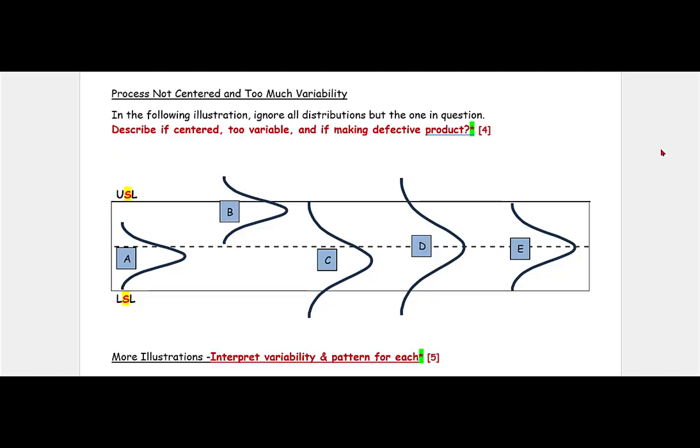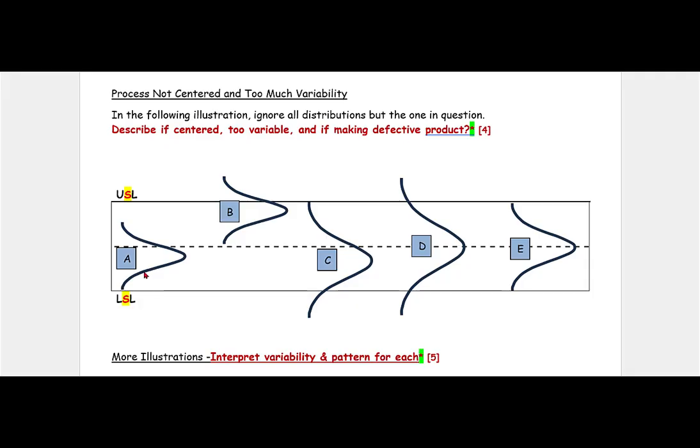So let's take the next step in the process and look at processes that are not centered and may have too much variability. In the following illustration, ignore all distributions but the one in question. We're going to look at them in isolation. Describe if it is centered, if it's too variable, and if you're making defective product.